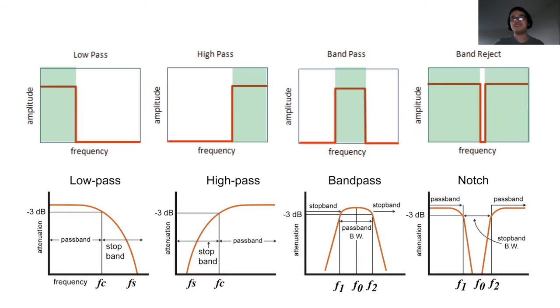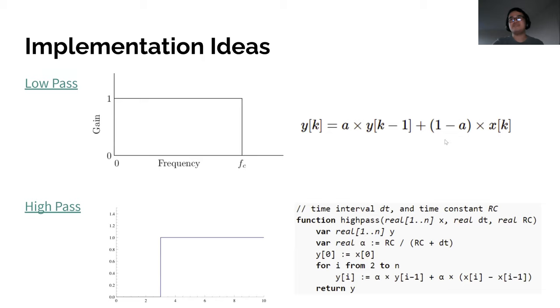So why do we care about that? Well, we're going to be using some examples of filtering in this lab. So we're going to be using specifically a low pass and a high pass filter. But if you want to play around sometime in the future, you could do a band pass or a band notch. Band reject, that's the word.